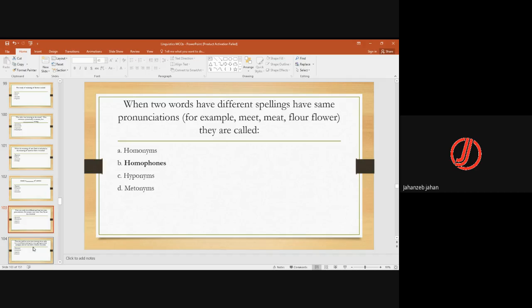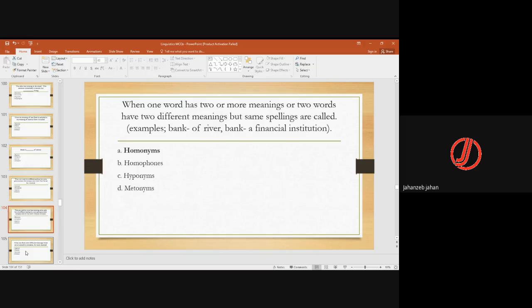When two words have different spellings but the same pronunciation, like meat, meet, floor, flaw, they are called homophones, giving the same sounds. When one word has two or more meanings, or two words have different meanings but the same spellings, like bank of the river or bank, जो financial institution है, these are called homonyms.